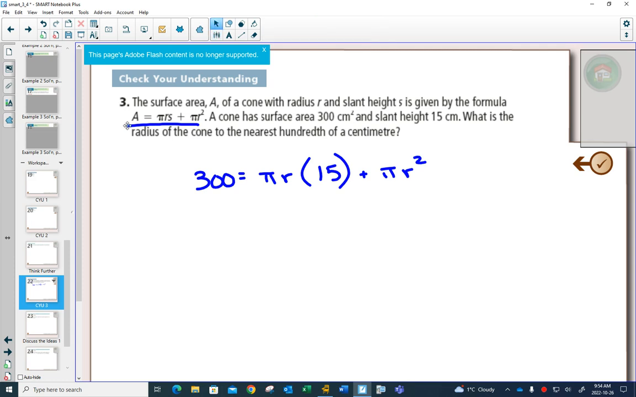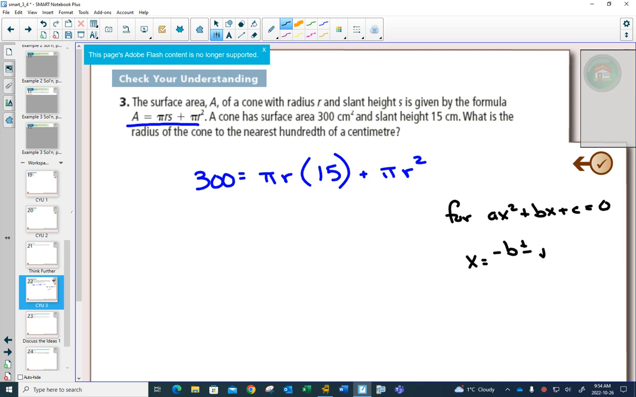Remember, our quadratic formula works if we can get it in this form, and then we can just plug things into the formula, which looks like that. But right now, our equation doesn't look like that, okay? This equation has an x squared and an x. Our equation, because we're solving for r, has an r squared and an r. So we want to rearrange our equation to look like this.